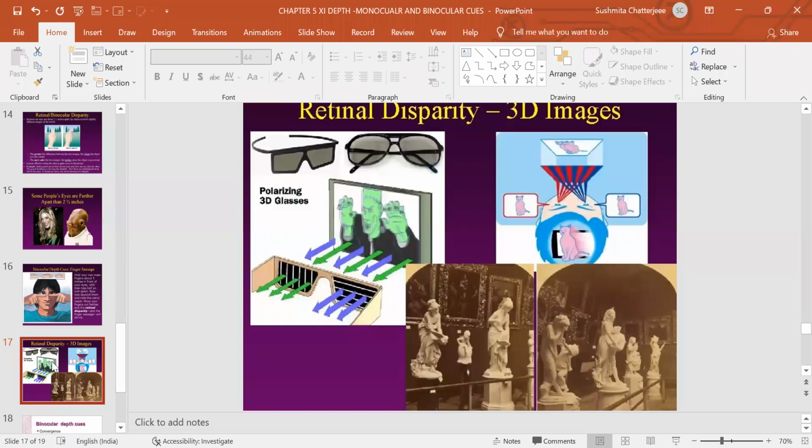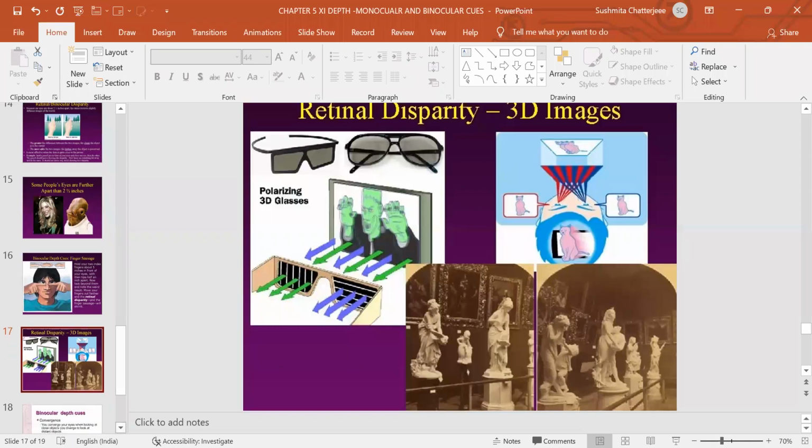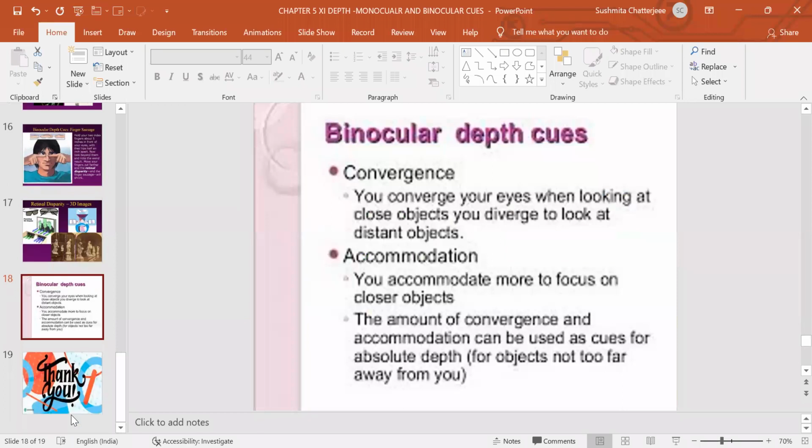You can experience this convergence if you hold a finger in front of your nose and bring it closer to your eyes. The more your eyes turn inwards, the nearer the object is coming towards you. So here we have the description of convergence.